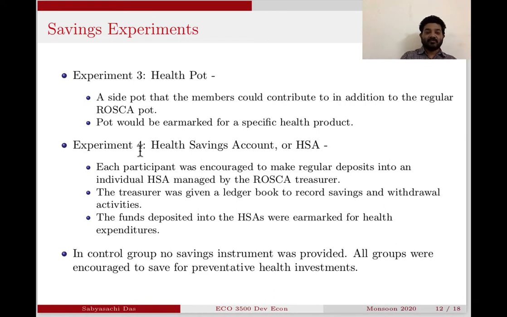So these are the experiments. They go and make these instruments available. Notice these are very rudimentary instruments. They are not opening bank accounts or anything. They're giving them either a piggy bank, or a piggy bank without a key, or a collective pot, or an individual health savings account. So these are all informal savings instruments, but at least there is a way of ensuring that the money is kept for a specific purpose.